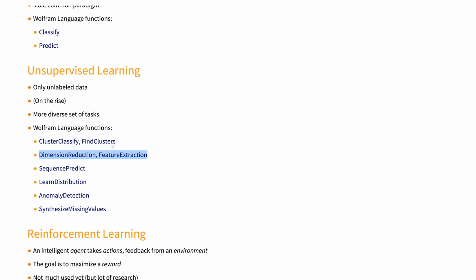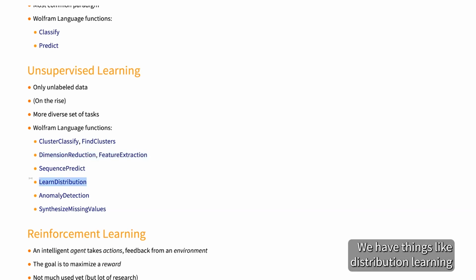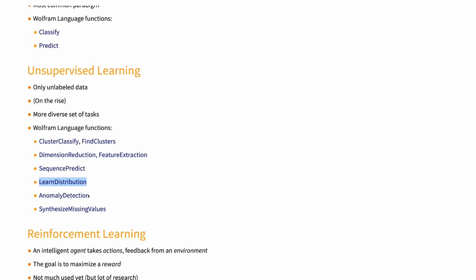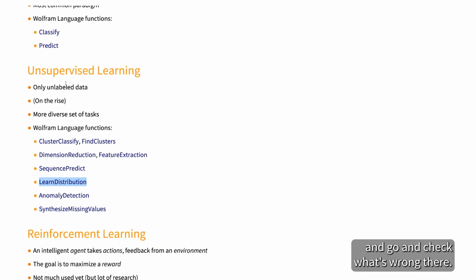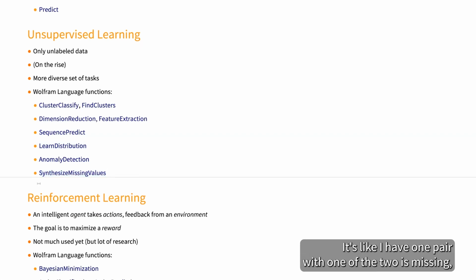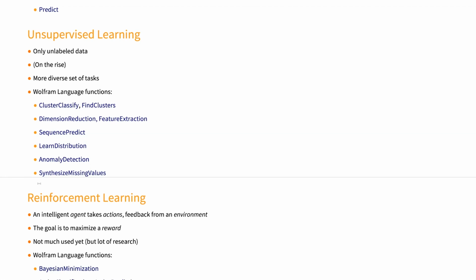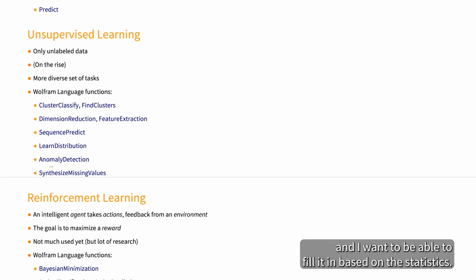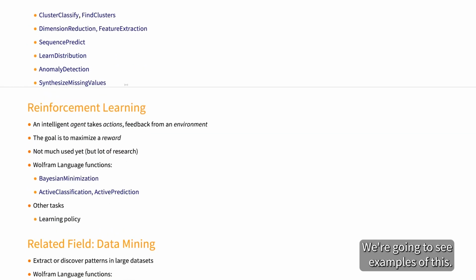Imagine something like principal component analysis. We have things like distribution learning or anomaly detection. For example, we have a list of sex and age, and we have a person who is much older than the others. In that case, I want to be able to flag it and go and check what's wrong there. Missing value synthesis is also an important task. It's like I have a pair where one of the two values is missing, and I want to be able to fill it in based on the statistics. But we're going to see examples of this.